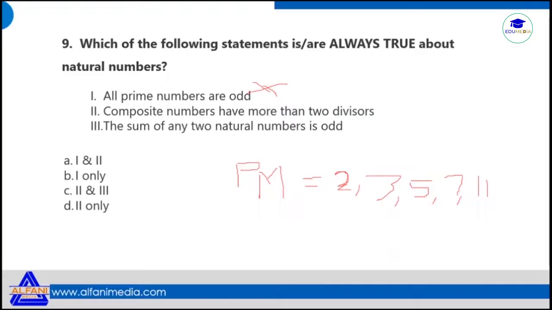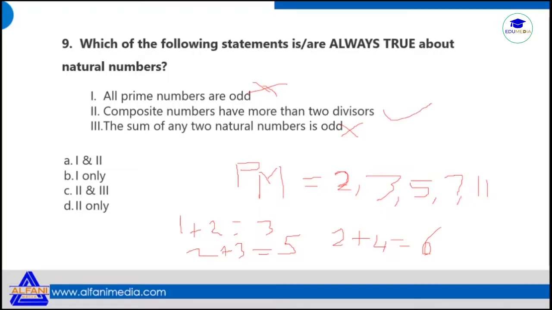Let's analyze the third point. The third point said the sum of any two natural numbers is odd. So it means when you take 1 plus 2, that is 3. Yes, that is true, odd. When you take 2 plus 3, that is 5. But when you take 2 plus 4, that is 6. These are natural numbers and they are not giving us odd, so this is also out. This is also false. So the answer here is II.